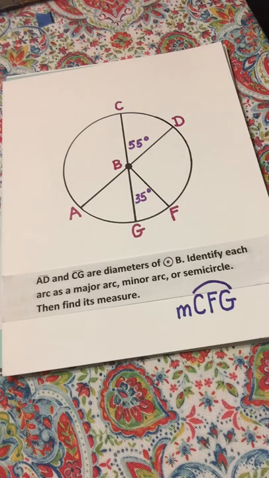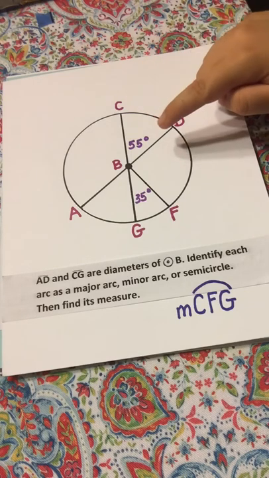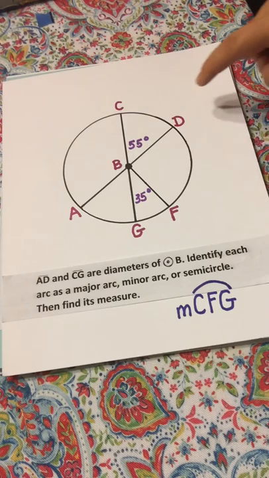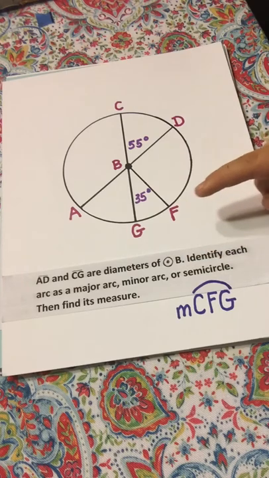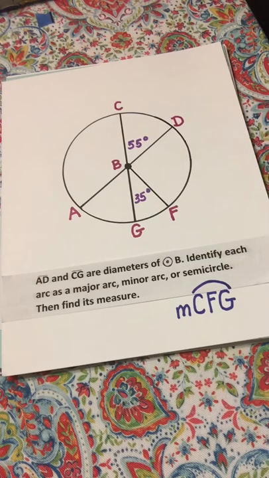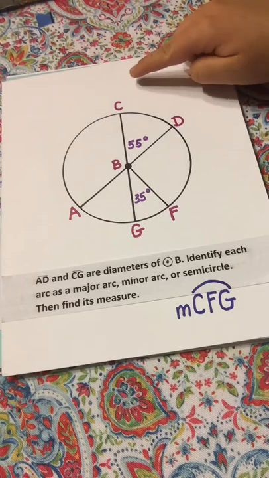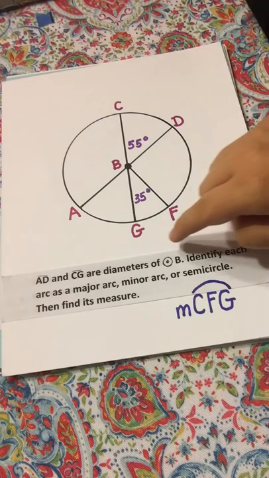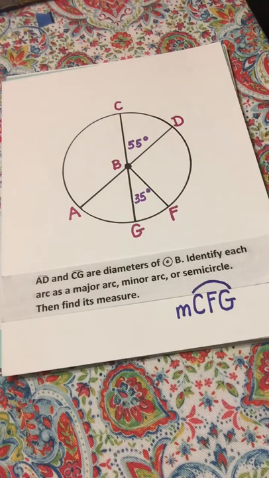So in our figure, we can see that from C to D is 55 degrees, and from F to G is 35 degrees as shown. But we should also notice that from C to G along the circle, you're going exactly halfway around the circle, which is 180 degrees. So based on what an arc is, I'm going to be showing you the definition of an arc.